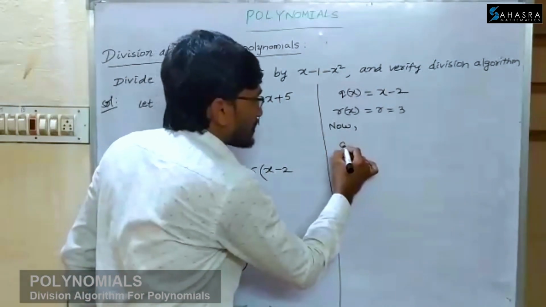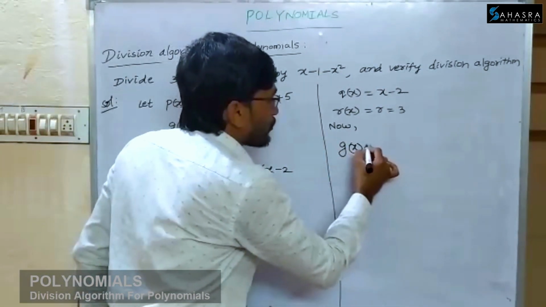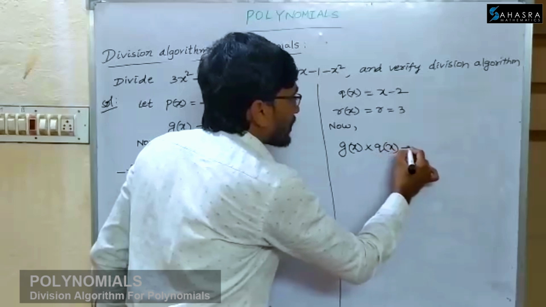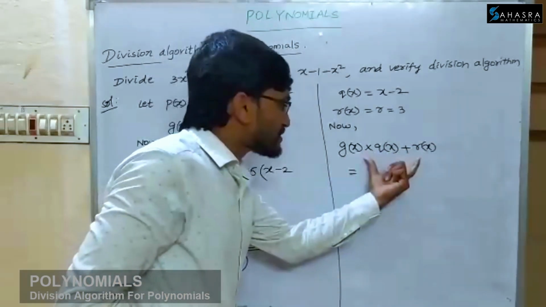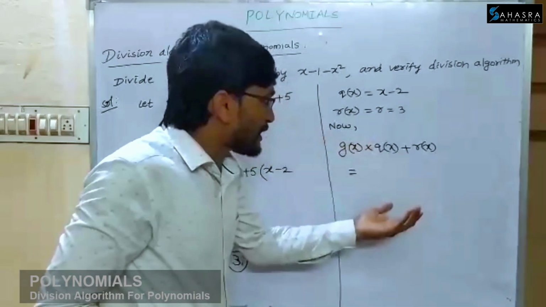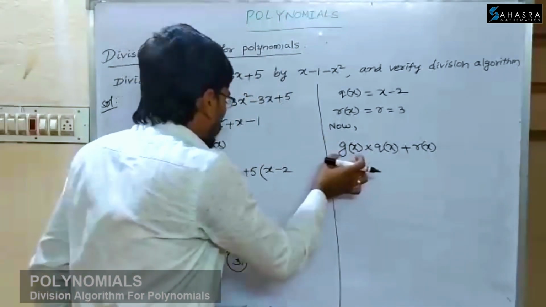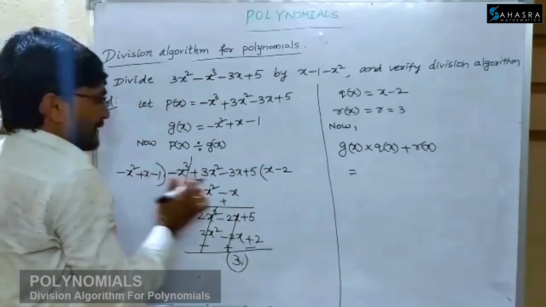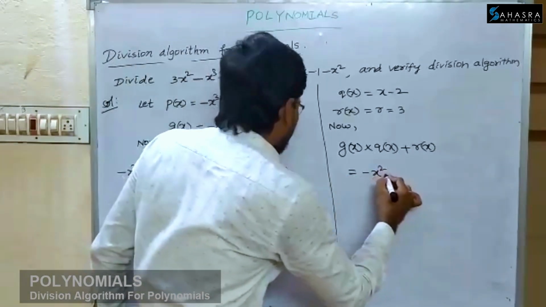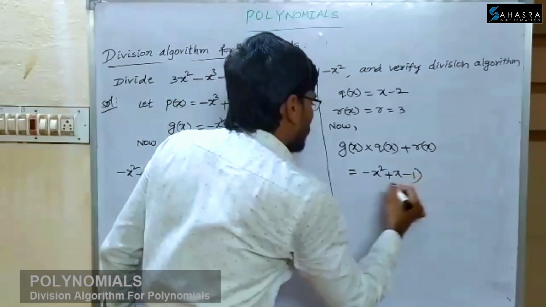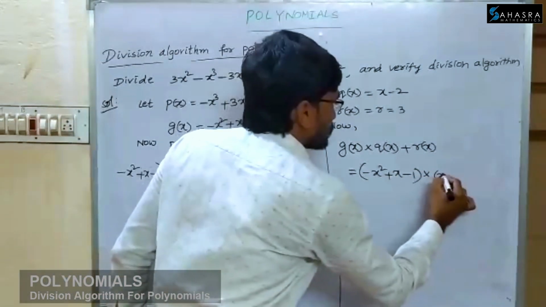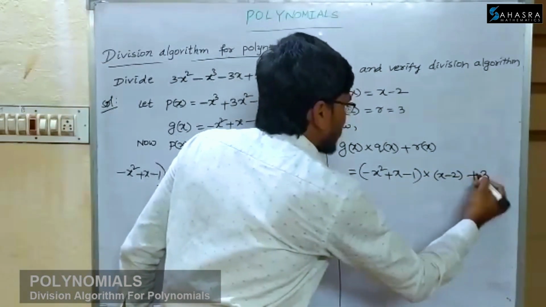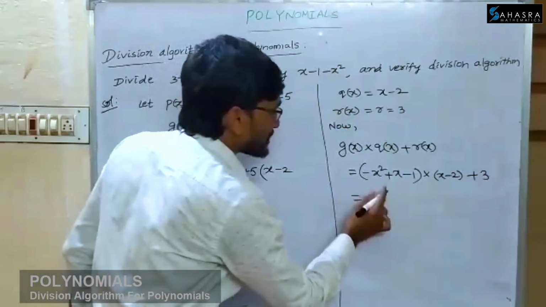So let us consider g of x into q of x plus r of x. We have to equate this to p of x. It will be equal or not. Now we have to verify. What is g of x? This one: minus x square plus x minus 1, into, what is q of x? x minus 2. What is r of x? 3.